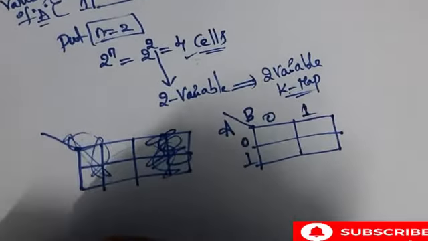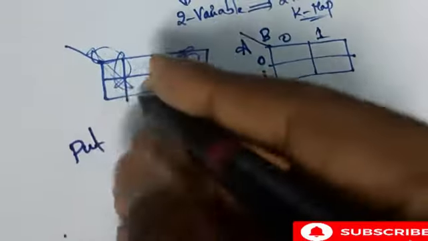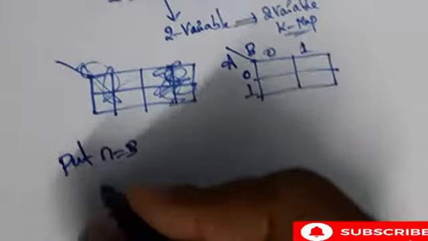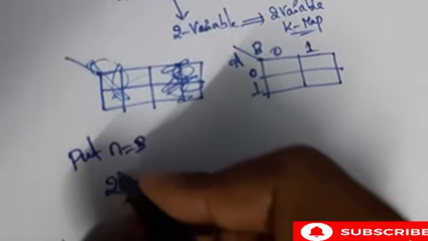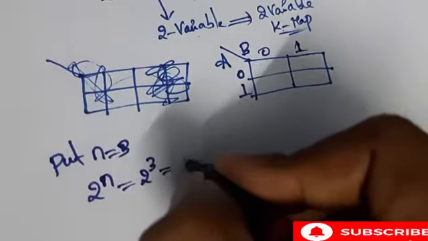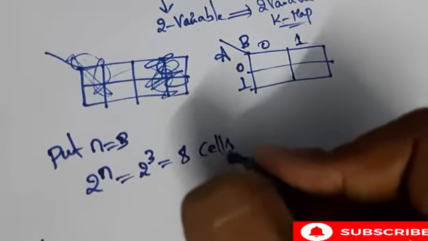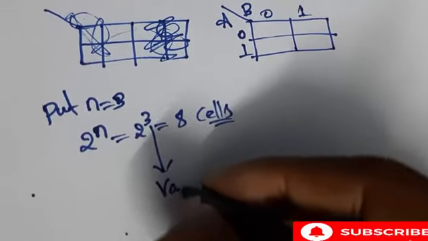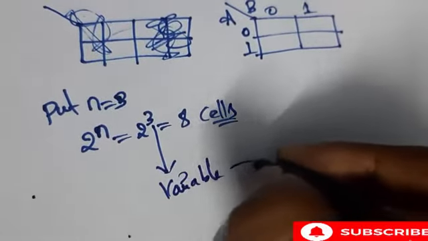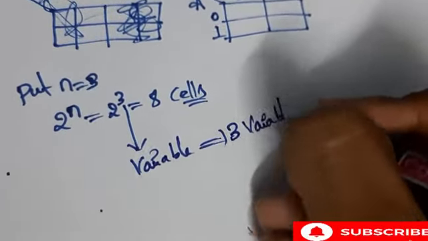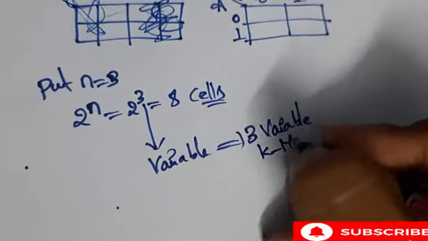If you put n equal to 3, that means 2 power n, that is 2 cube, that is equal to 8 cells will be there. Here 3 will be the variables. This is said to be the 3 variable K-map.